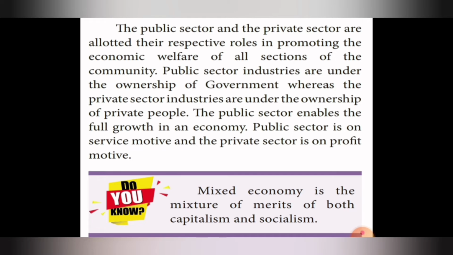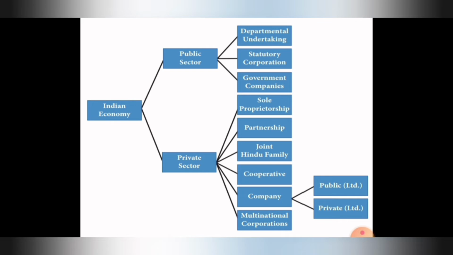Public sector industries are owned by whom? Government, whereas private sector industries are owned by private people. The public sector enables full growth of the economy and it is service motivated, the government sector, whereas the private sector is motivated towards profit. Got it? Okay. Mixed economy is the mixture of merits of both capitalism and socialism. Now they have given a chart on page number 239.